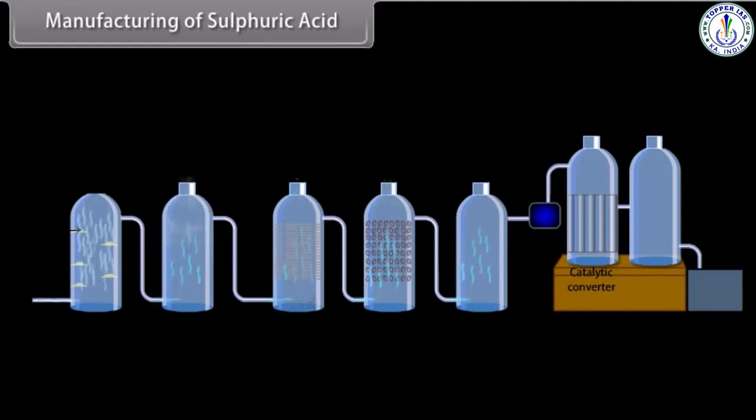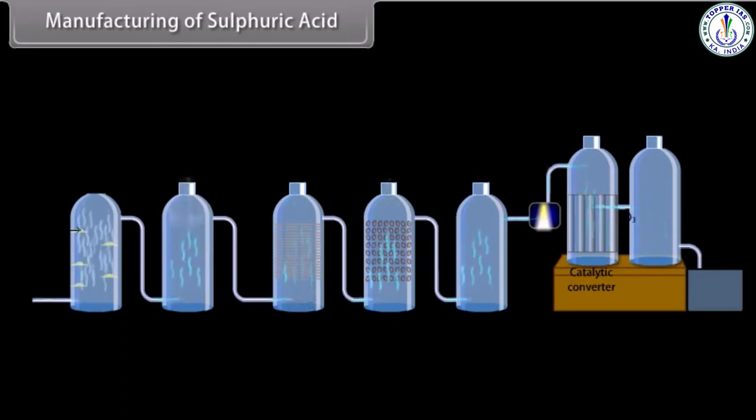The gases coming out of the purification unit are passed through the testing box to make sure that they are completely free from the impurities. The pure gases coming from the testing box are preheated to 673 to 723 Kelvin in a preheater. The hot gases are then passed through the catalyst chamber, where SO2 is oxidized to SO3.